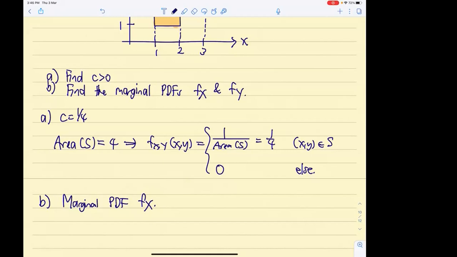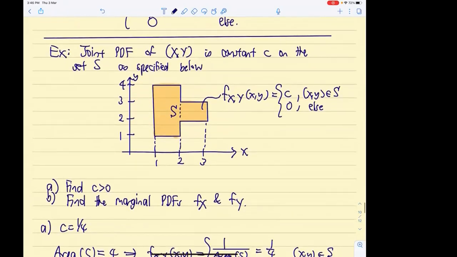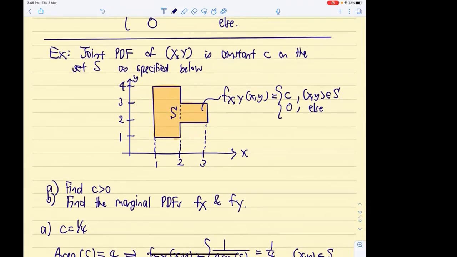You find the range. Yes, you find a range. Some people say range. I like to say support because I'm an information theorist, actually. Okay, so you find a support. Similarly, if I ask you to find the marginal PMF of f of x, you find a support.